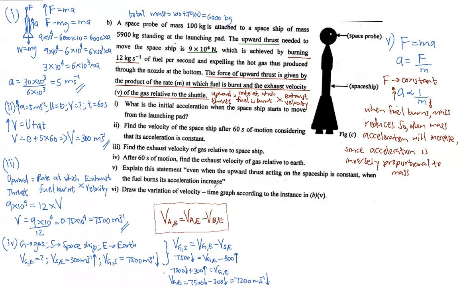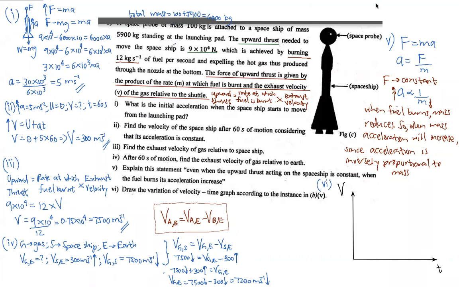Draw the variation of the velocity time graph according to the instance in B5. Okay, what is the instance in B5? Increasing acceleration. Can someone tell me what kind of graph we can expect there, people? We have to draw a VT graph, but with increasing acceleration. This is the answer for Roman 6. Anyone? Gradient increases, exactly. Acceleration is the gradient of the VT graph.